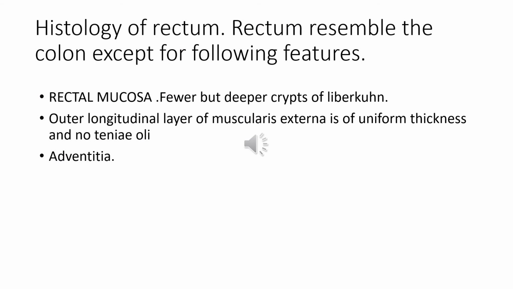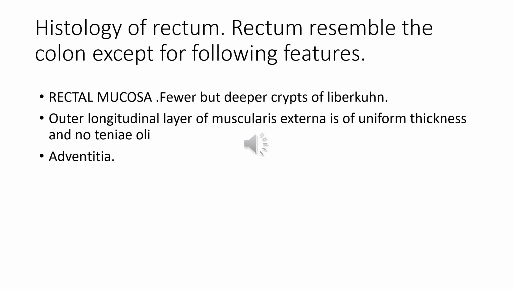Now coming over to the rectum, histologically the rectum and the colon resemble each other with only a few differences. First of all, when we see the rectal epithelium, we see that the ratio of goblet cells has increased further, and they are in a 1:1 ratio, that is, 1 columnar and 1 goblet cell. Secondly, we will see that the crypts of Lieberkühn are few, but they are deeper.